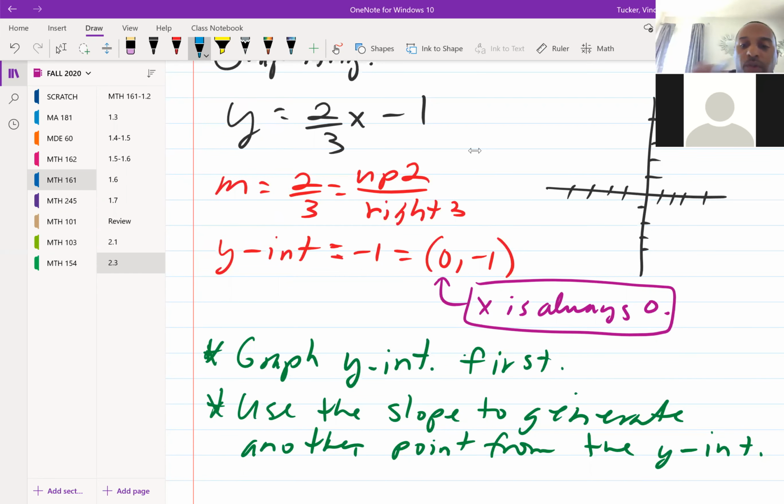All right, so we're going to graph the y-intercept first. So 0, -1 is right here. Go nowhere for x and down 1. Then from your y-intercept, we're going to go up 2, right 3. And that's your line.